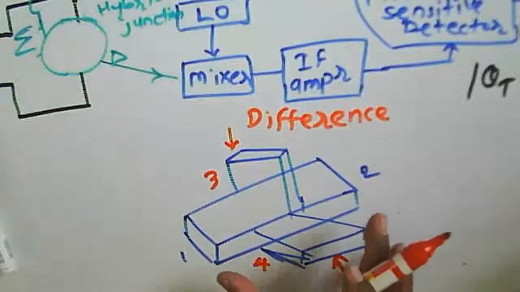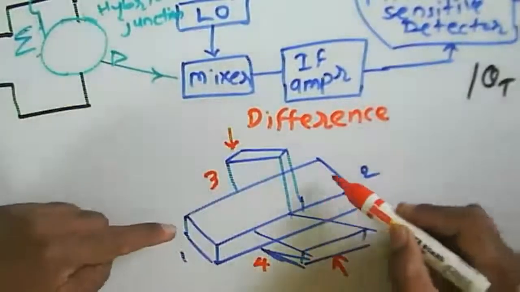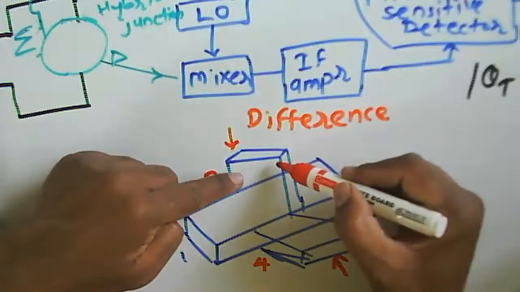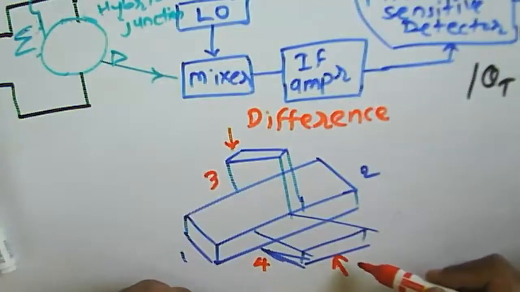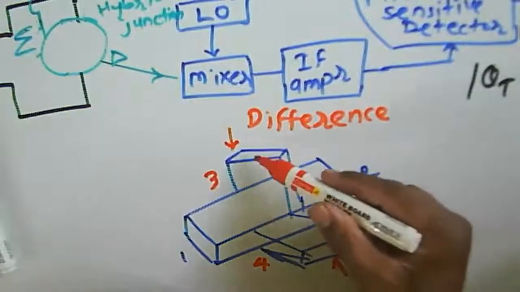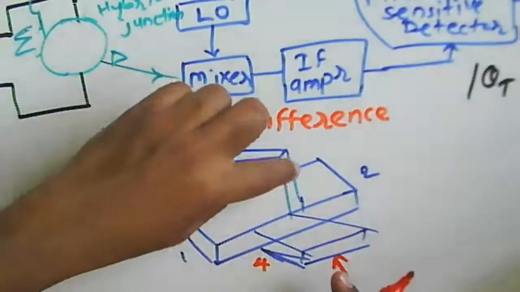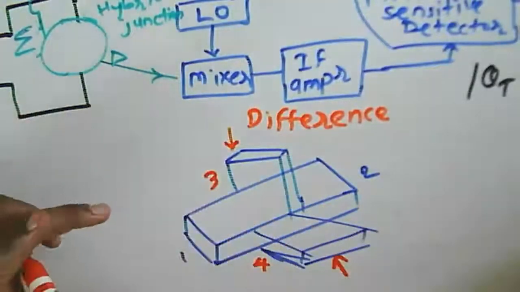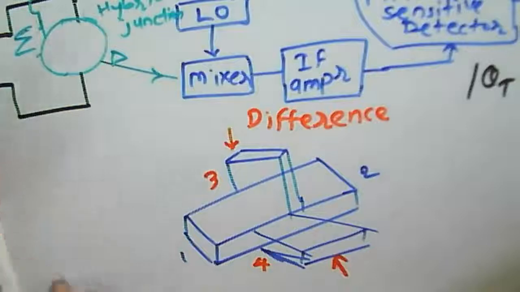But in the case of a hybrid junction, we are providing the input at 1 and 2. In that case, we are getting the difference here and the summation here, because the output will be 180 degrees out of phase if we provide it here. So this port acts as the difference signal port, and this port acts as the summation port. So that's all about monopulse tracking, in which a hybrid junction needs to be used. With this, I stop here. Thank you all.